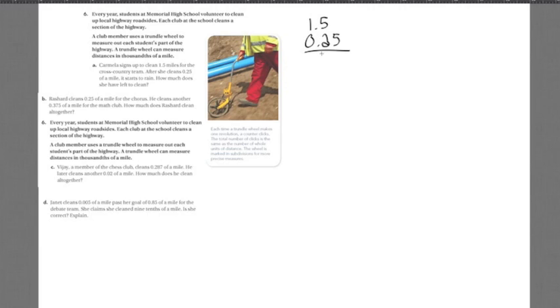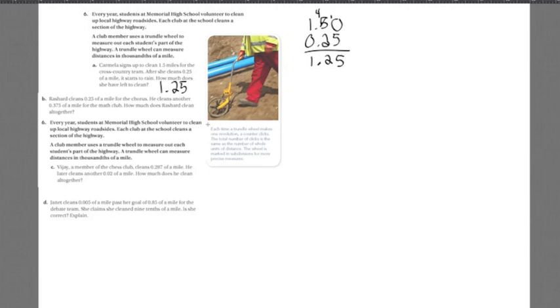So again, line the decimals up, bring my decimal down. I have to put a 0 up there to subtract the 5 from it. And now it's just a matter of doing some subtraction. 10 minus 5 is 5, 4 minus 2 is 2, and 1 minus 0 is 1. So how much does she still have left to clean? She has to clean 1.25 miles.